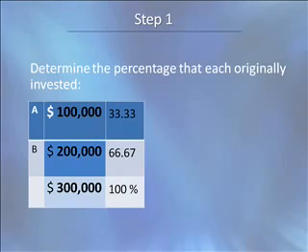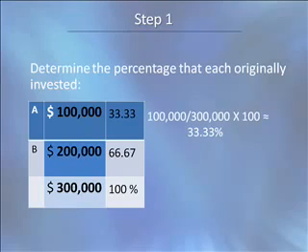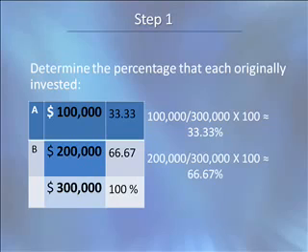This can be worked by using the fractions of 1/3 and 2/3, or we can take the $100,000 invested by friend A divided by the total $300,000, multiply by 100, and round this to be 33.33%. We do the same thing with the $200,000 invested by friend B, and that rounds to be 66.67%. There is a rounding issue here.